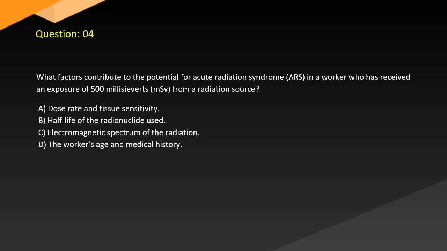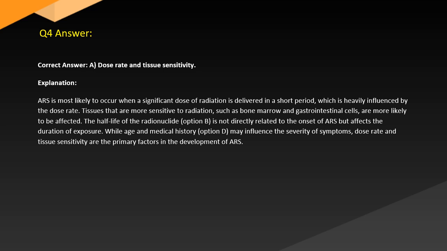Question 4. What factors contribute to the potential for acute radiation syndrome (ARS) in a worker who has received an exposure of 500 millisieverts (mSv) from a radiation source? A. Dose rate and tissue sensitivity. B. Half-life of the radionuclide used. C. Electromagnetic spectrum of the radiation. D. The worker's age and medical history. Answer. Correct answer: A. Dose rate and tissue sensitivity.